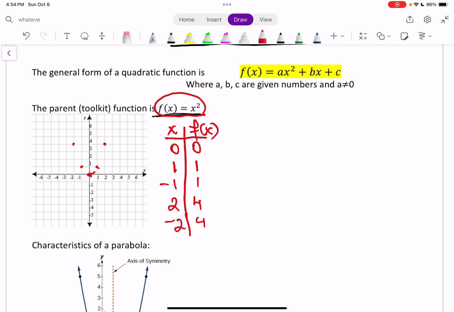So as you see, the graph of the quadratic function is very much symmetrical about the y-axis. In other words, it looks the same on the right side as it does on the left side of the y-axis. If you reflect this function over the y-axis, it looks exactly the same. So therefore, the quadratic function is an even function. The graph of any quadratic function is called a parabola.